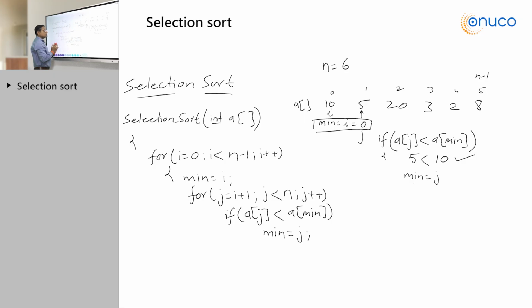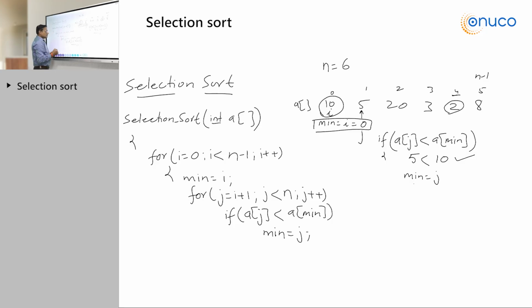Once you got that min position, what is the min value here? Minimum element is 2, but what is the position of that element? Index is 4th. So here we will get min as 4. Once you got that, what I said at the beginning, we are going to swap these two with 10. These two with 10. Right?